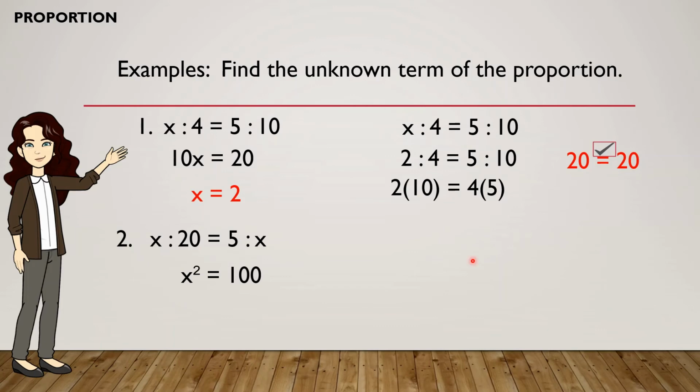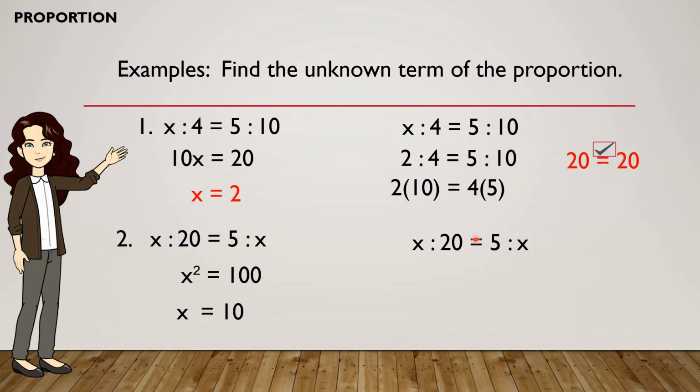Then, how do we get the value of x? We need to extract the square root. So, we write both sides under the square root sign. The squared and the square root cancel, so it becomes x. And the square root of 100 is 10.